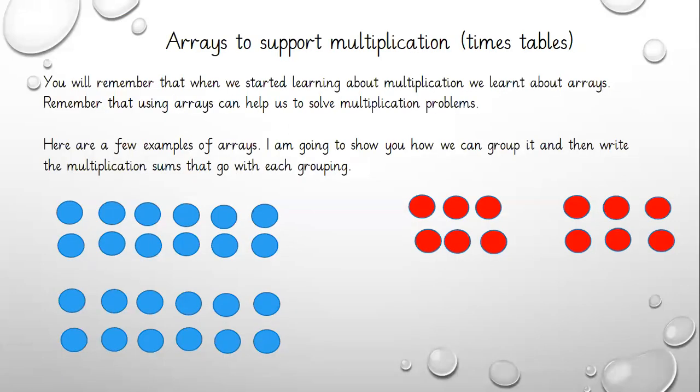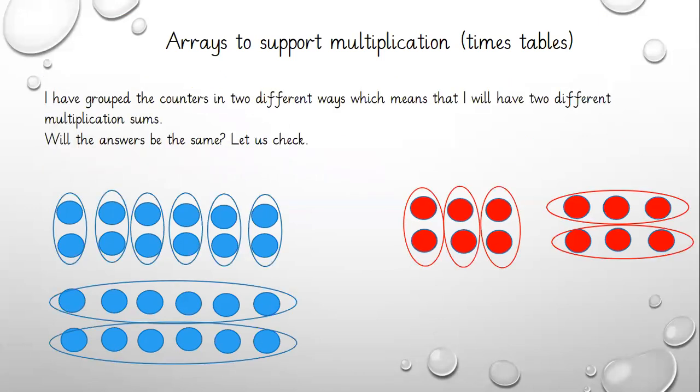You will remember that when we started learning about multiplication, we learned about arrays. Remember that using arrays can help us to solve multiplication problems. Here are a few examples of arrays. I'm going to show you how we can group them and then write the multiplication sums that go with each grouping. I've grouped the counters in two different ways, which means that I will have two different multiplication sums. But will the answers be the same? Let us check.